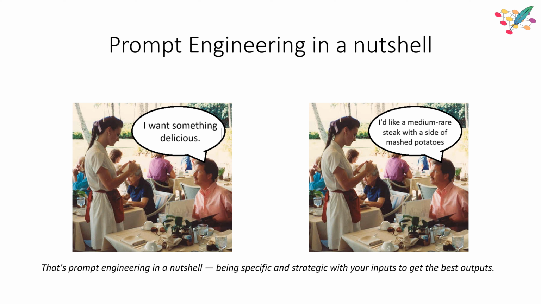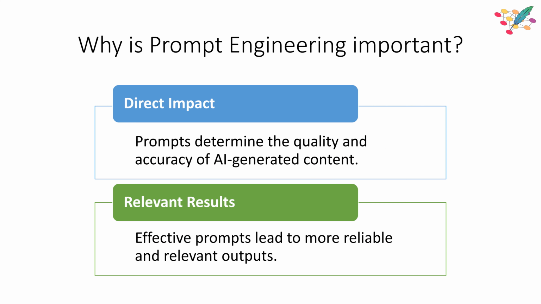Think of it like ordering at a restaurant. If you tell the waiter, "I want something delicious," you might get a dish you don't like. But if you say, "I'd like a medium rare steak with mashed potatoes," you're more likely to get exactly what you want. That's prompt engineering in a nutshell. Being specific and strategic with your inputs to get the best outputs.